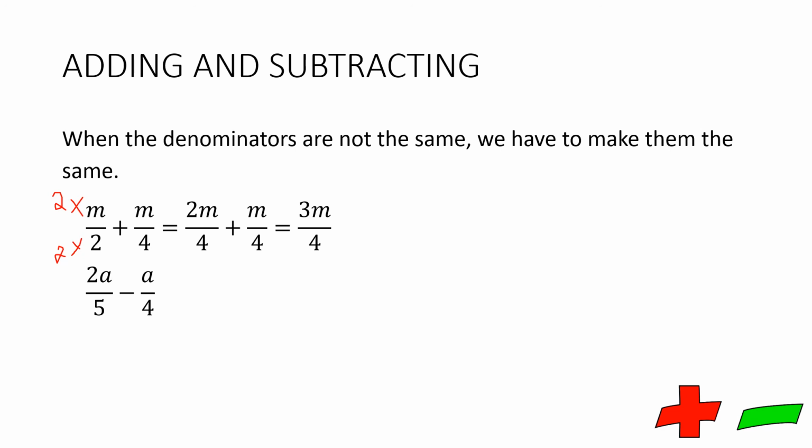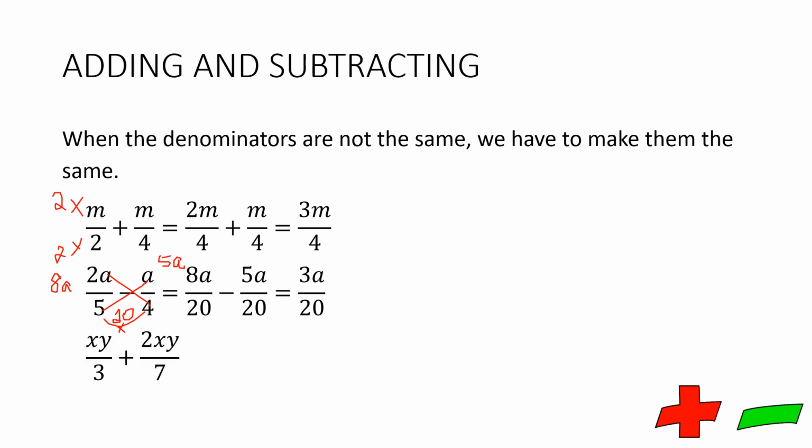Here's another example. 2a on 5, take away a on 4. Now this time, our lowest common multiple of 5 and 4 is 5 times 4, which is 20. So we're going to multiply these two together. And I'm just going to put the 20 in there. So that's been timesed. Cross multiply. 4 times 2a is 8a. And 5 times a is 5a. Rewrite. Gives us 8a on 20, take away 5a on 20. Our denominators are the same. Subtract the numerators. 8a take 5a is 3a.